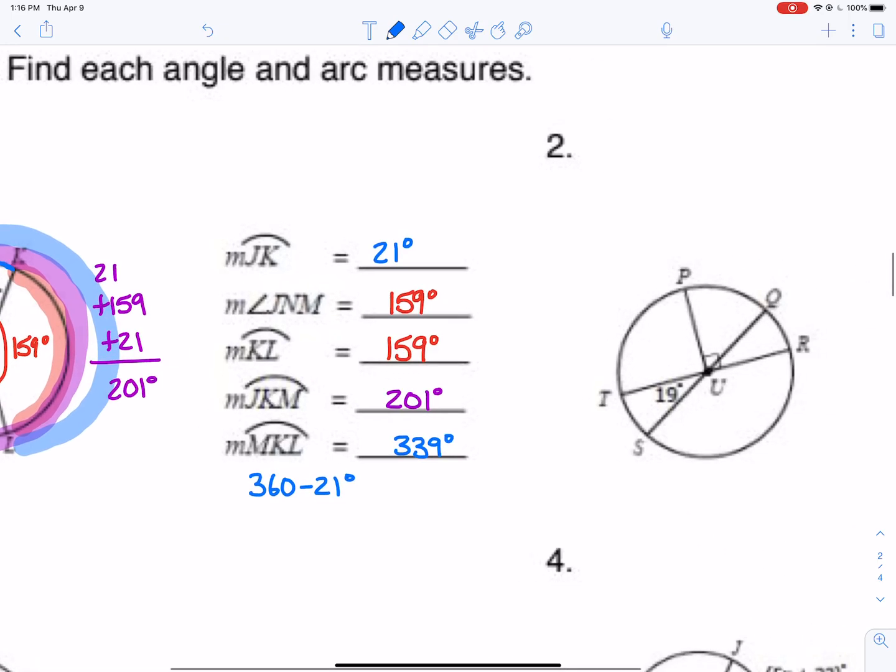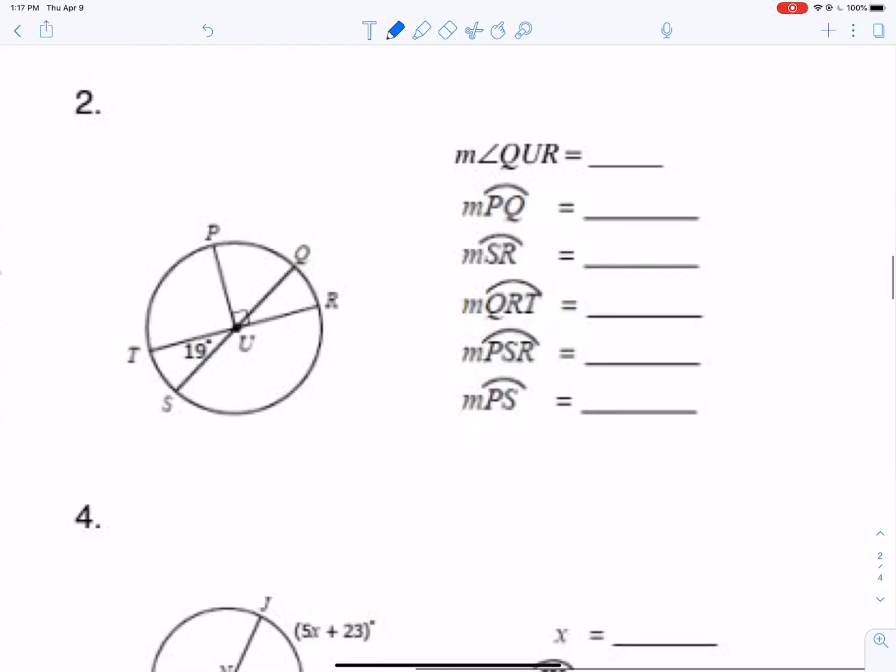All right, let's look at number 2. Number 2 says find the measure of angle QUR. So let's see, QUR is right there. And it's vertical with this angle that's right across from it, angle TUS. So they're both 19 degrees.